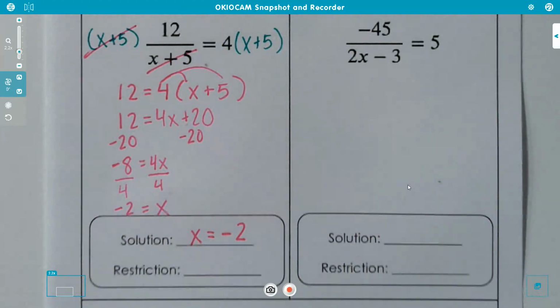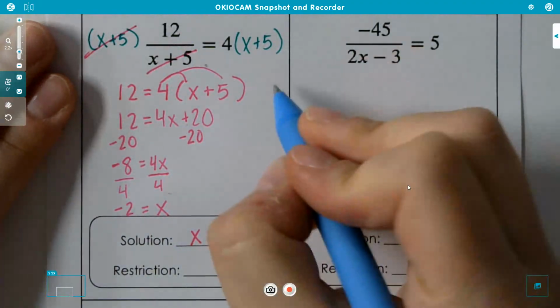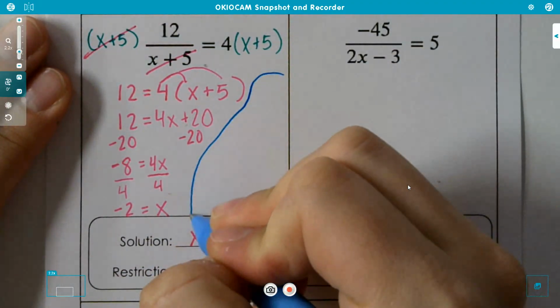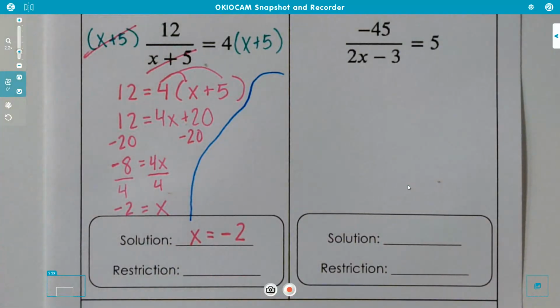Okay, it's a new first step, but once you get that first step done, it is 1.4 after that. The new part of today, other than that first step, is our restrictions. So now we need to solve for our restrictions. So I am going to cordon off a little bit of space here. So find some space that you can write.